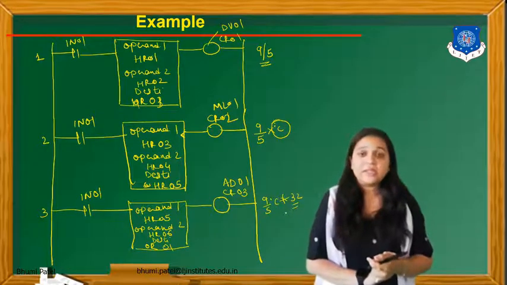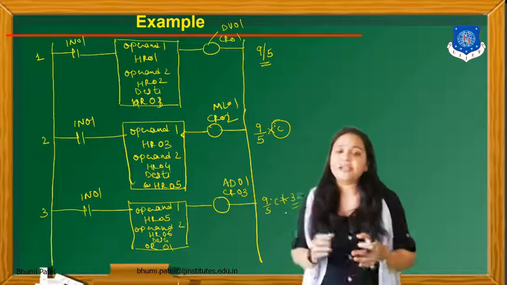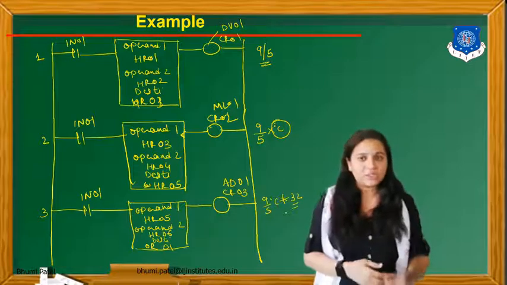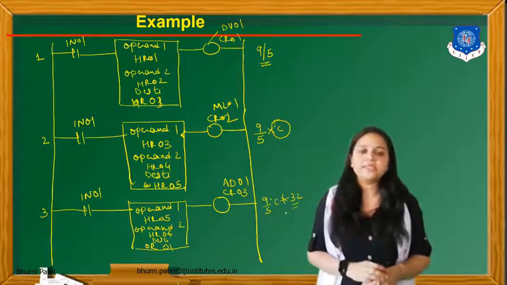So this is the ladder diagram to convert the temperature from Celsius to Fahrenheit. Using simple math instructions, we can easily draw a ladder diagram for any of these examples.